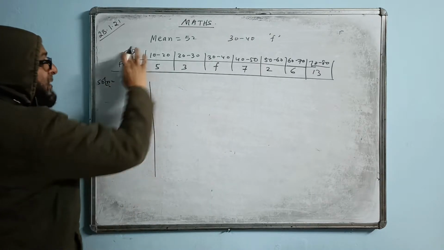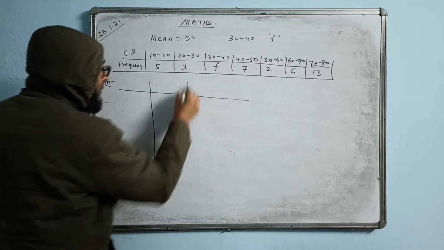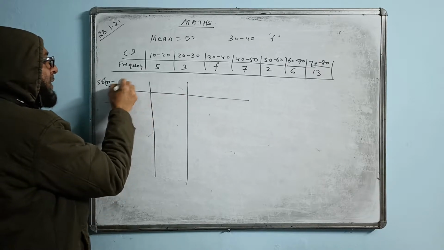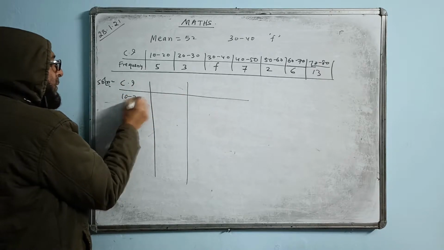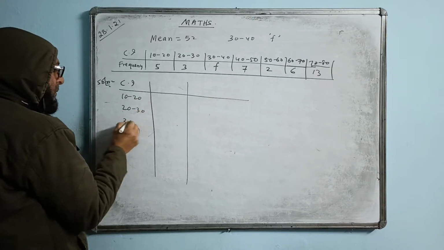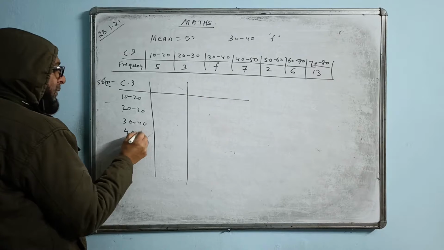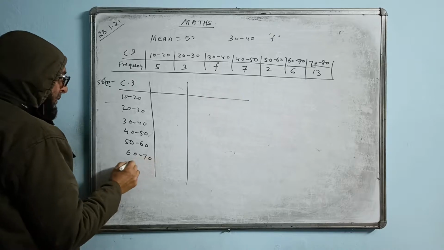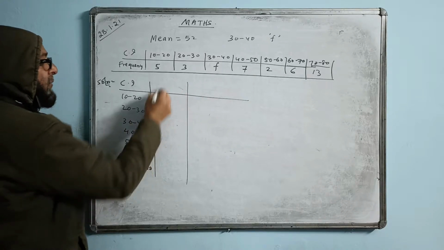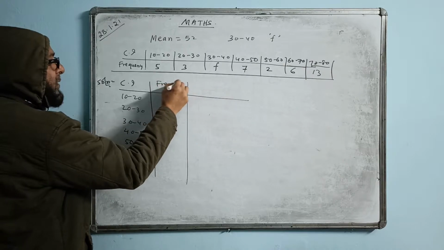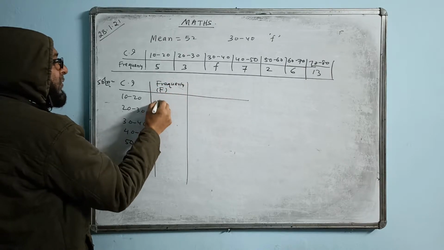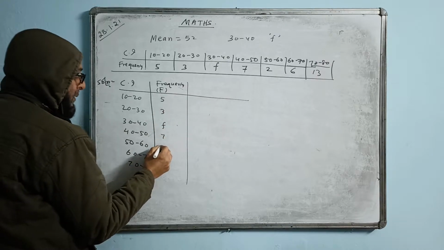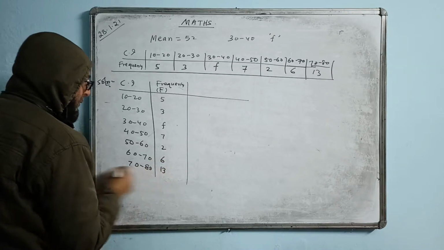Solution. We will change this information into a table with columns. Class interval: 10 to 20, 20 to 30, 30 to 40, 40 to 50, 50 to 60, 60 to 70, 70 to 80, the last value. And frequency, whatever is mentioned we can denote by capital F. Here write 5, 3, F, 7, 2, 6, 30.